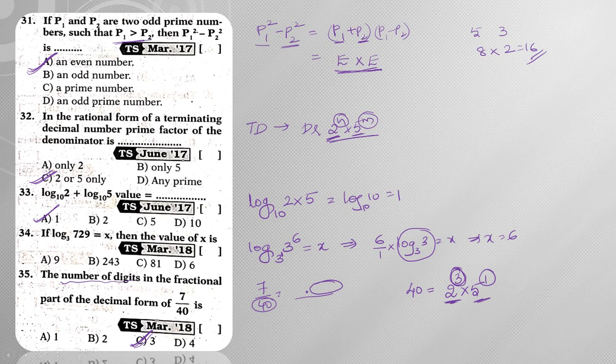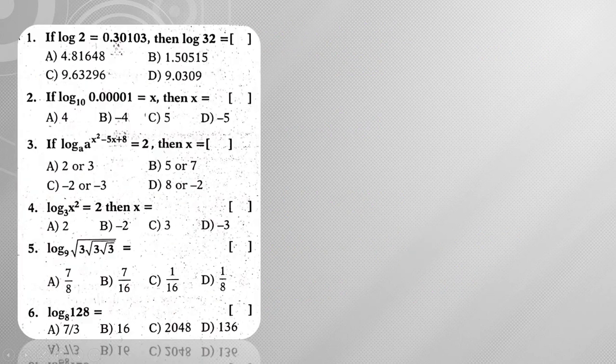Now let us see the different types of questions from this chapter, right? Question number 1. If you observe this carefully, the log 2 value is given. Then what is the value of log of 32? So 32 I can write as 2 power 5. So using the power rule I can write it as 5 into log 2.